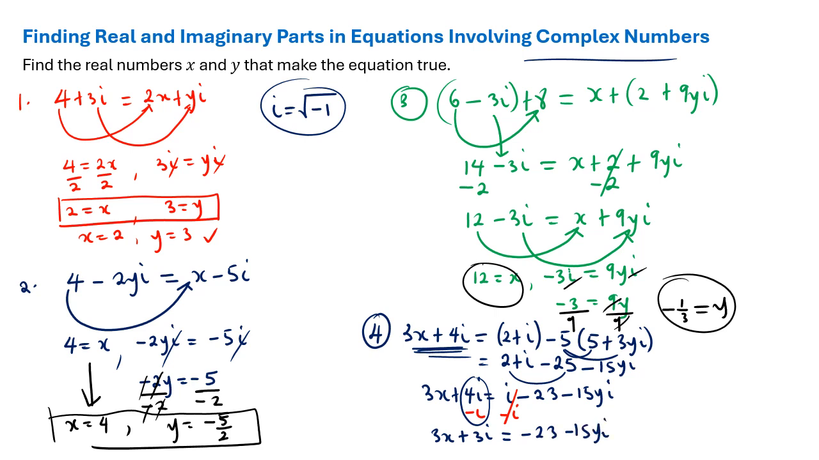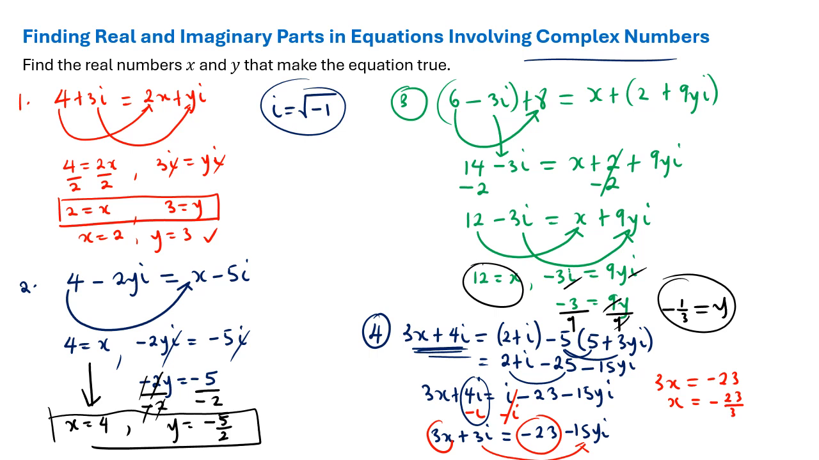So what I can do here is to set the real part to the real part, and then the imaginary part to the imaginary part, so that 3x will equal negative 23, so that x will equal negative 23 over 3.